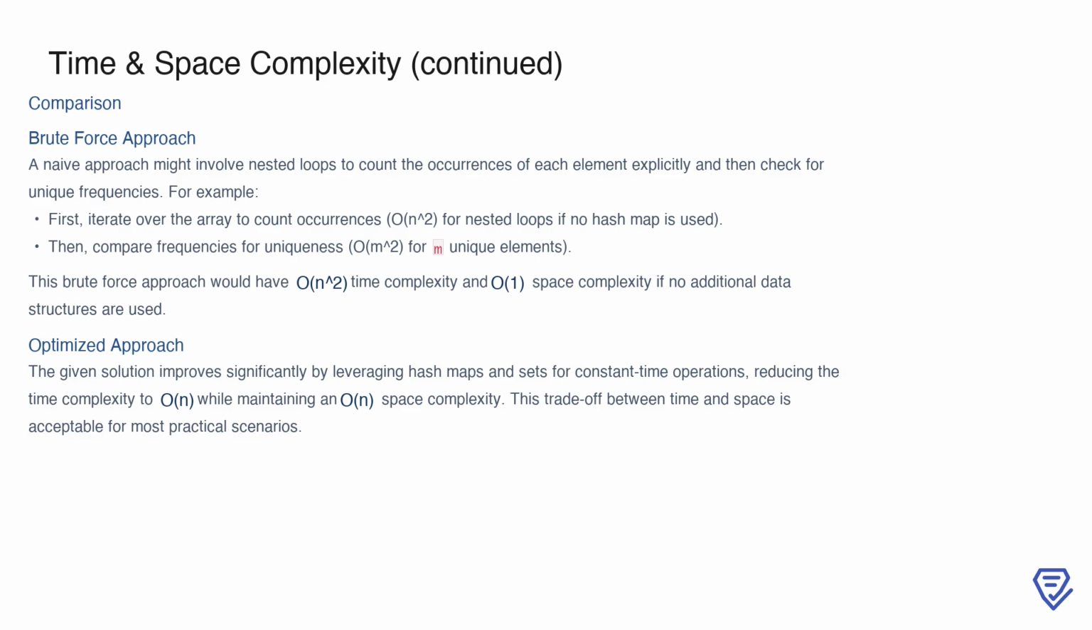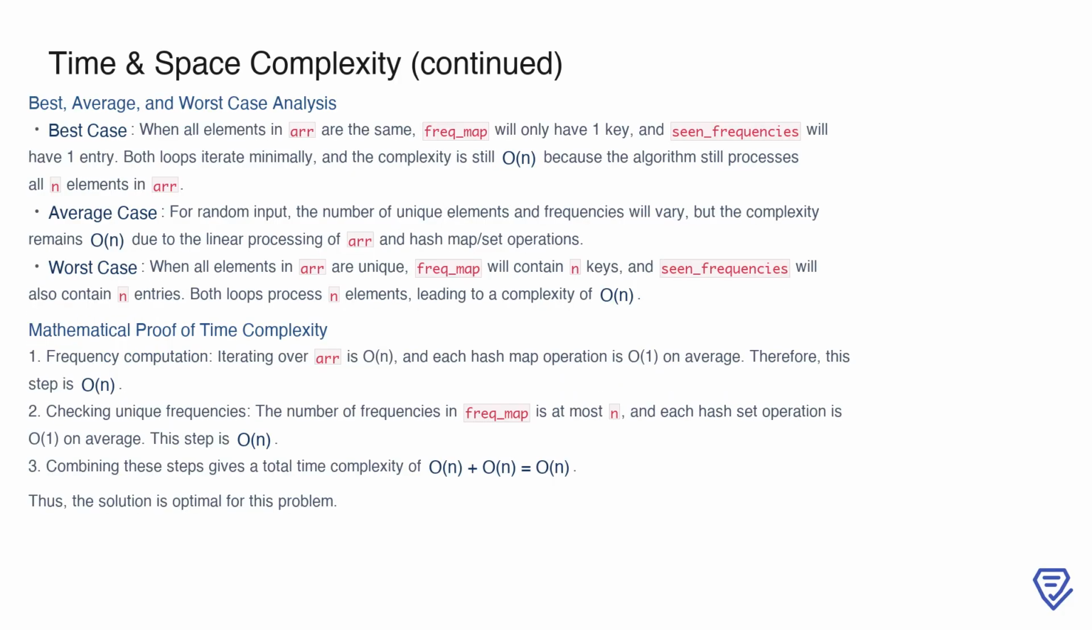However, the optimized solution improves significantly by using hash maps and sets for constant time operations. It reduces the time complexity to O(n) while maintaining an O(n) space complexity. This trade-off between time and space is much more efficient and practical for real-world scenarios. Finally, let's consider the best, average, and worst-case scenarios for this solution.